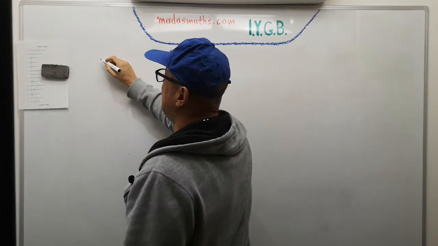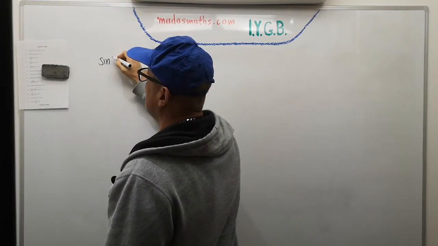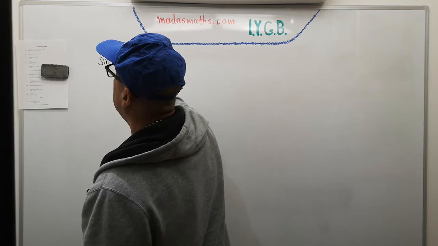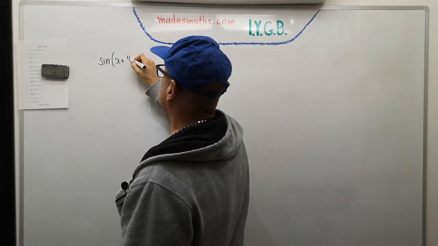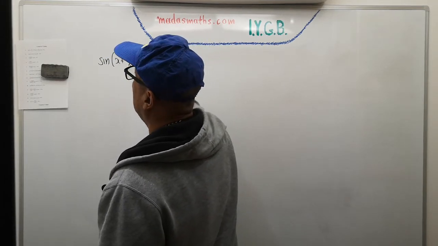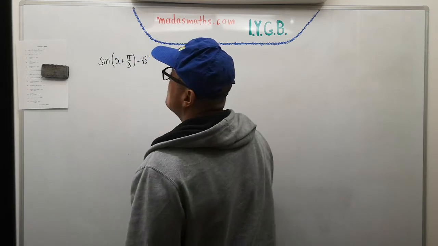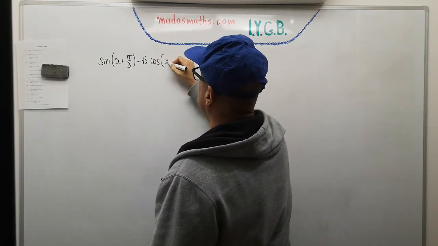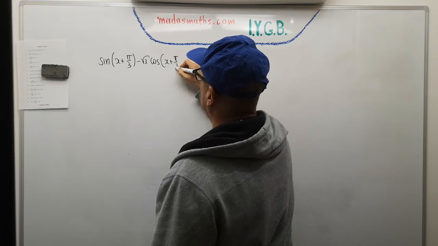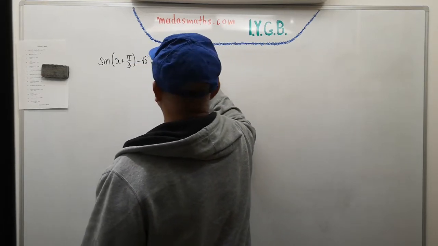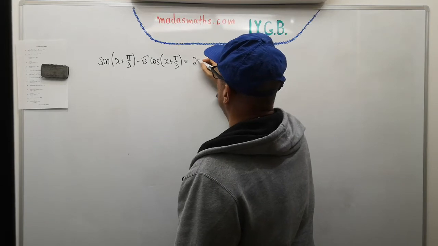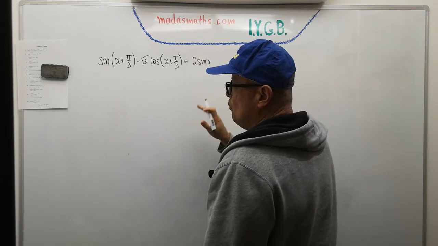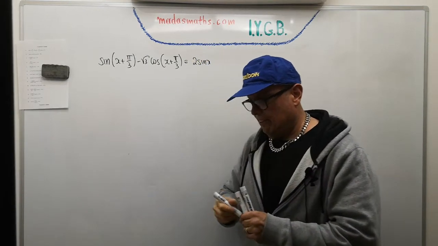The first identity is to prove that the sine of x plus pi over 3, minus root 3, I can barely see, there's a cos, I think, cos of x plus pi over 3, is identically equal to 2 sine x. How do we attempt questions like this?